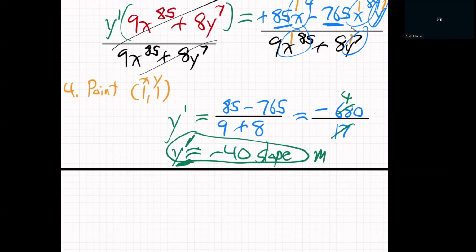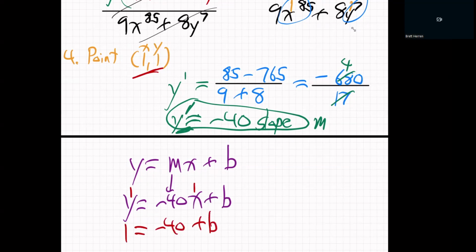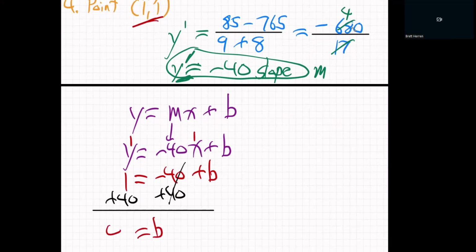So now we can go to the equation, y equals mx plus b. And we know the m is negative 40. And we just need to solve for the b. And what's x and y? Well, we got that right here, 1 and 1. So plug in x, plug in y. So 1 equals negative 40 plus b. Now add 40 to both sides. And boom, b is 41. Okay, so there's our equation.